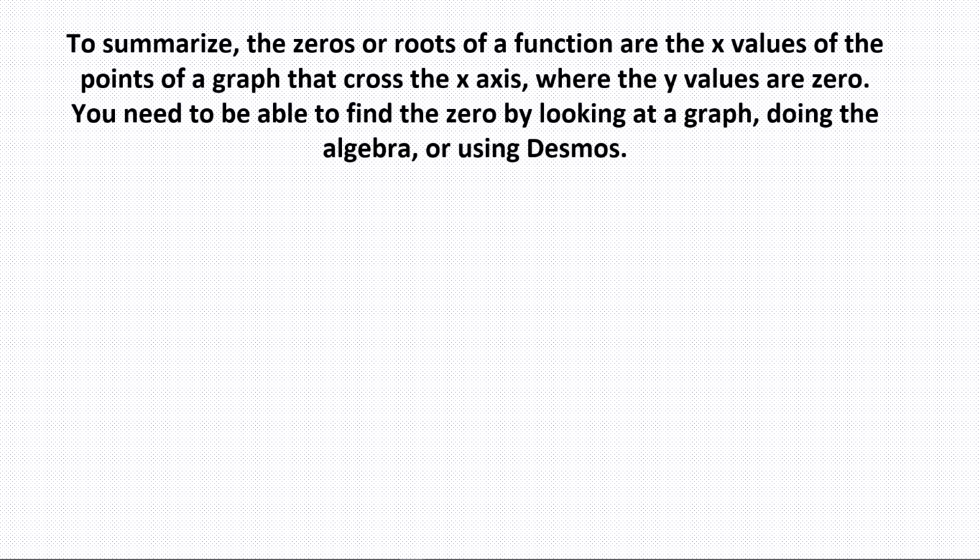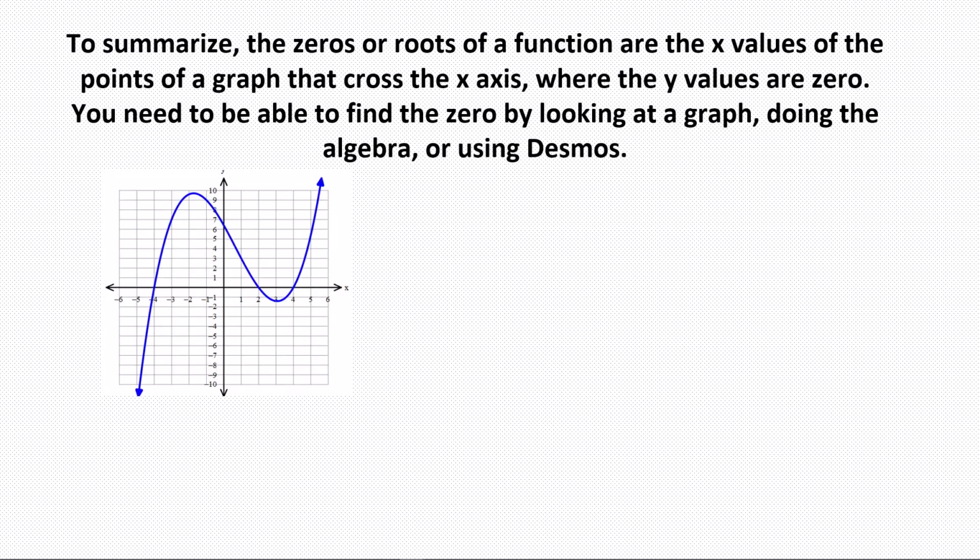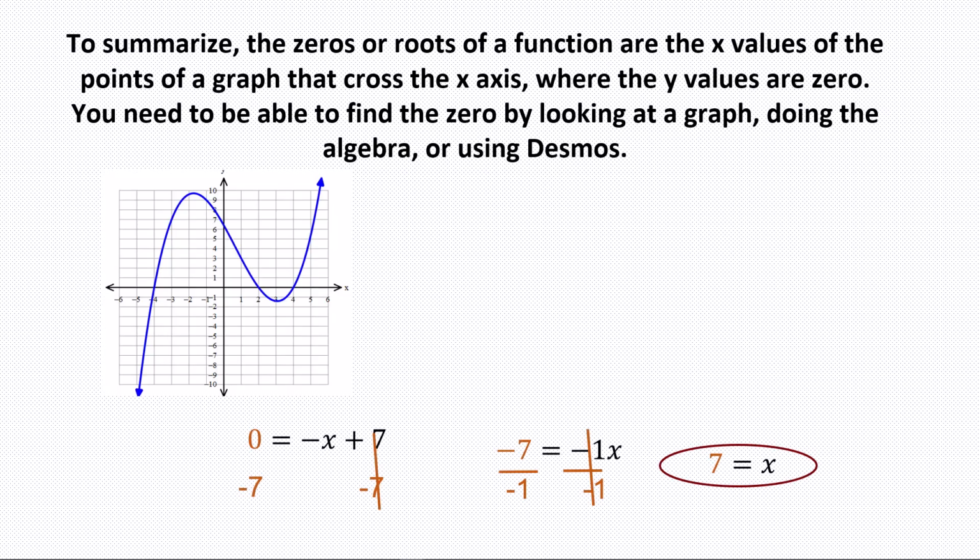To summarize, the zeros, or roots, of a function are the x values of the points of a graph that cross the x-axis, where the y values are 0. You need to be able to find the zero by looking at a graph, doing the algebra, or using Desmos.